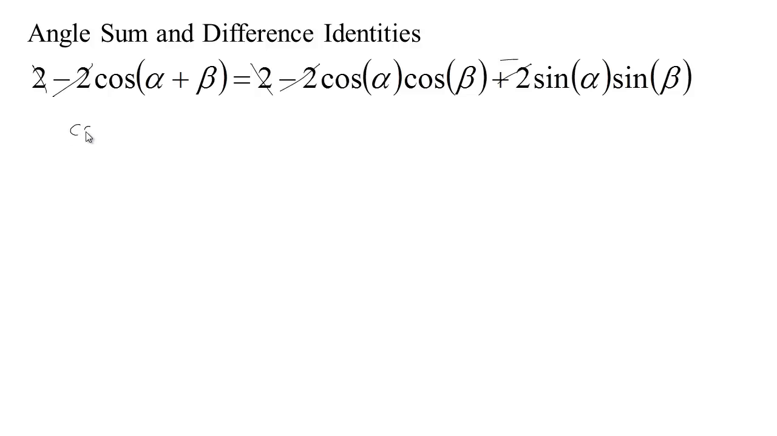So we get this identity, which says that the cosine of alpha plus beta is equal to the cosine of alpha times the cosine of beta minus the sine of alpha times the sine of beta. Okay, that's really handy, this identity.